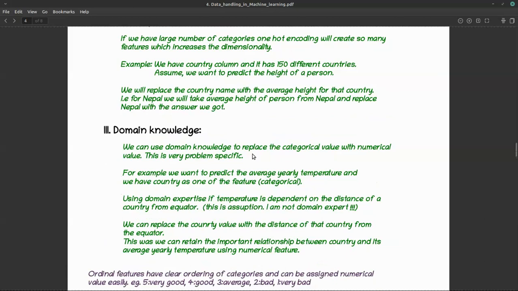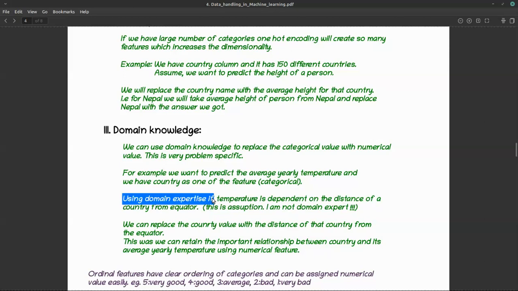Let's say we have a classification problem, whether a tsunami will happen or not, 1 or 0. Or for temperature, let's say we are classifying high, medium, and low. Now let's say again we have the same problem, 150 different countries, and our task is to predict the temperature value or category of temperature, regression or classification, doesn't matter. Now how can this domain knowledge be useful? This is one assumption that we are making. I am not the domain expert.